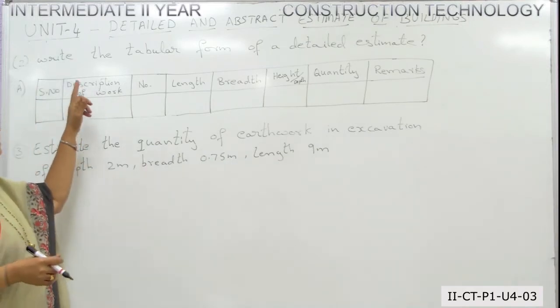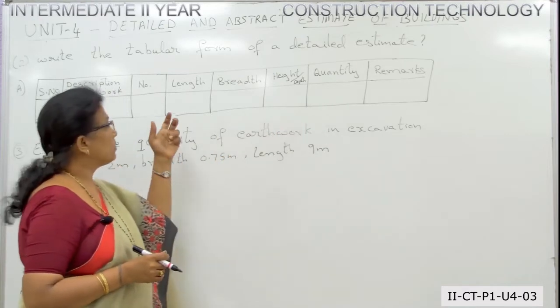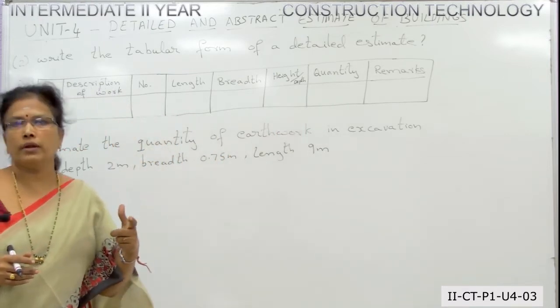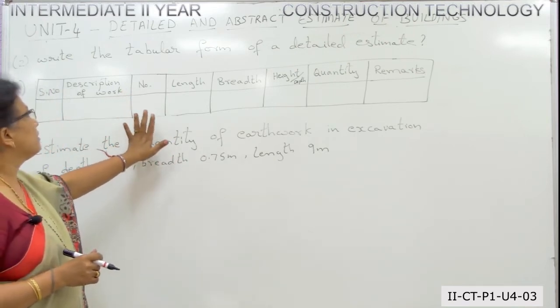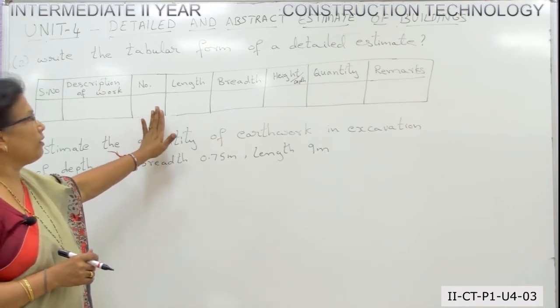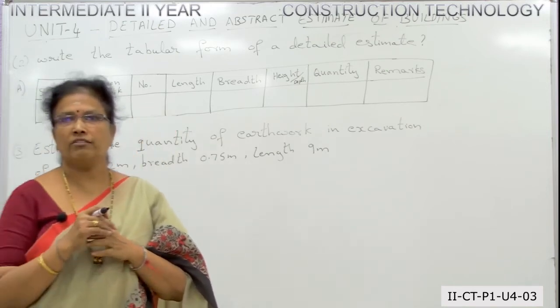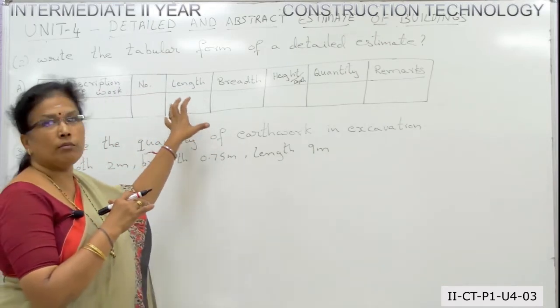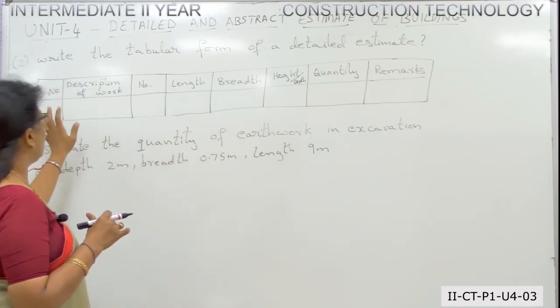Here comes the second question, that is, write the tabular form of a detailed estimate. So this is the tabular form of a detailed estimate. Whenever you are doing a detailed estimate, you need to draw one table like this. This is called the detailed estimate form. And you have another form, the abstract estimate form, that will be used in your next chapter. In this chapter, mostly we will be using the detailed estimate form.